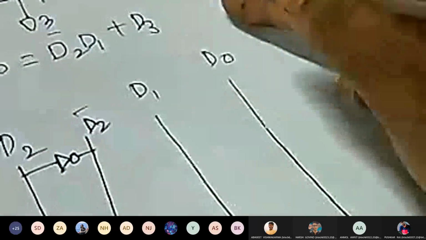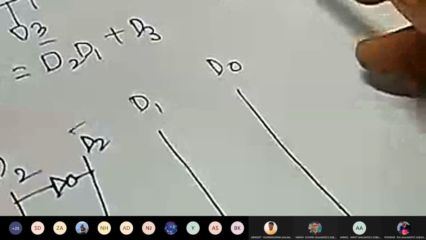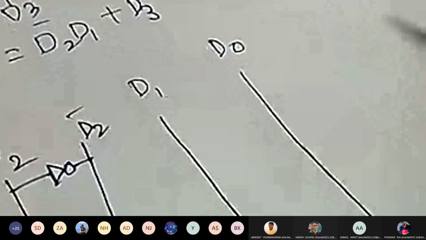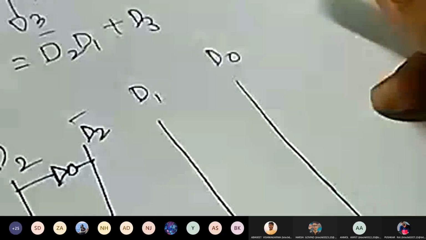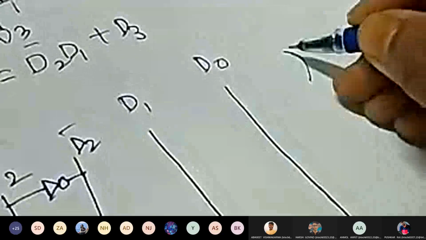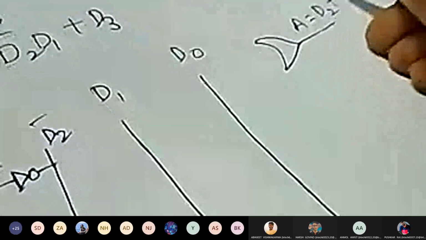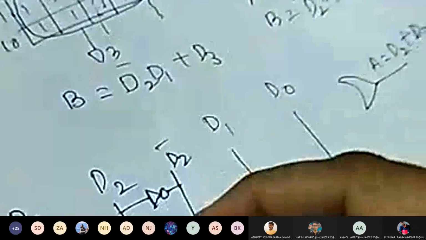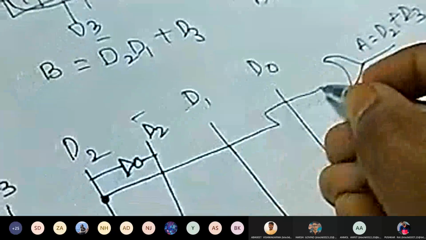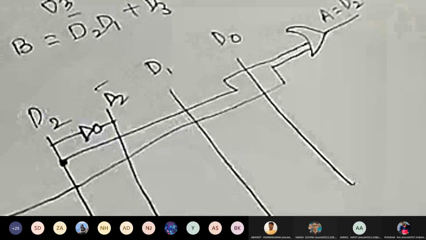So now we will write, so A is also OR and B is also OR. So what we are going to do? First we might find out the A. So what will be the value for A? Because it is OR, so A is equals to D2 plus D3. So where is D2? D2 is here. So we will take the connection from here, that is D2, and D3. So D3 is here. So we will take the connection from here, so it is D3.